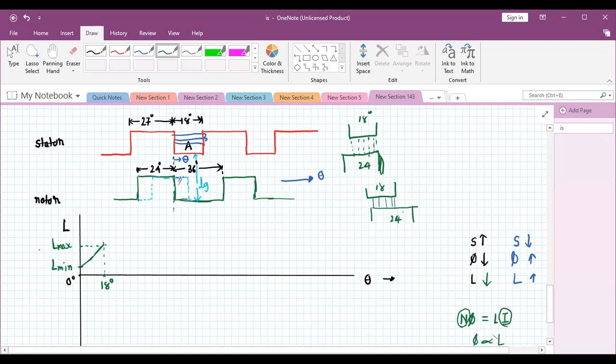Okay. Now exactly the rotor is coming under the stator tooth. This is our stator tooth, this one. So the rotor tooth is coming exactly under the stator tooth. But after that, it is moving like this. Okay. So now what happens?